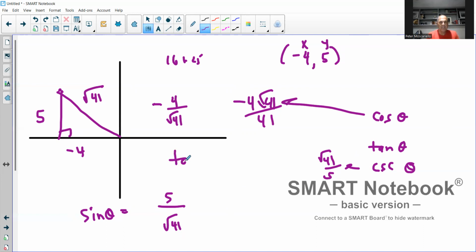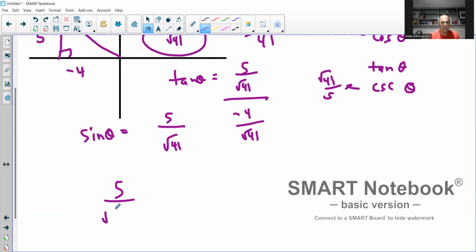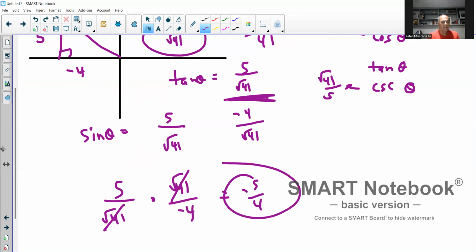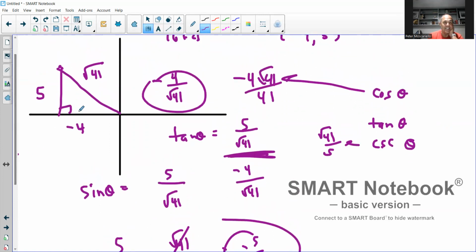All right, so tangent, you can say is sine over cosine. Well, sine, we just found, is 5 over root 41. And cosine, before we simplified it, was negative 4 over root 41. How do you clean that up? That's 5 over root 41 divided by this. So you flip the divisor. And there you go, negative 5/4. Or you can say tangent is opposite over adjacent. Why don't we just do it that way in the first place? That's easier. It's opposite over adjacent, 5 over negative 4. Okay.